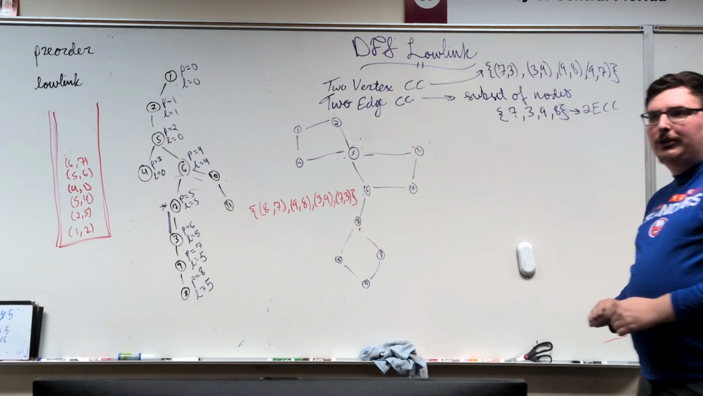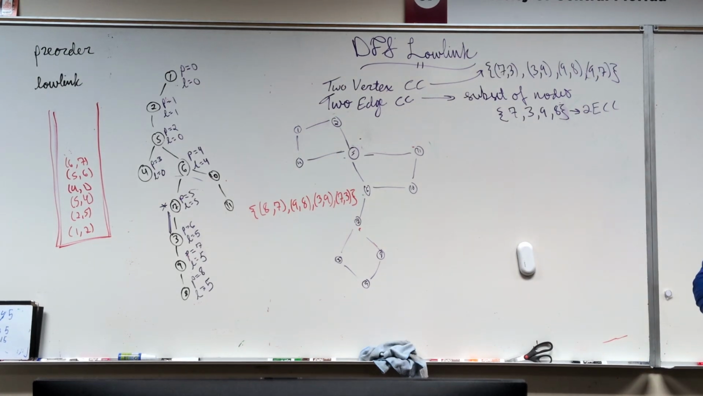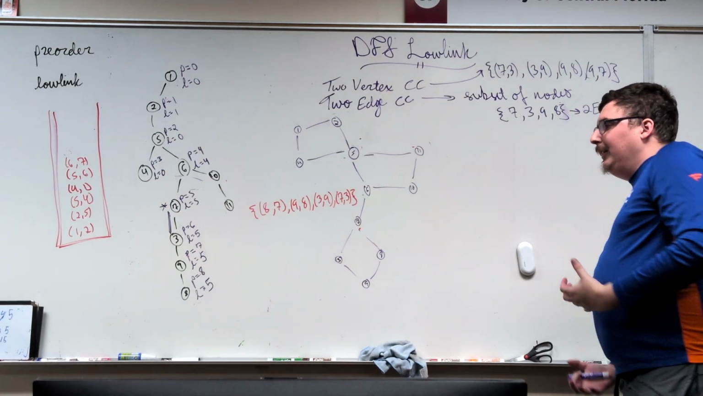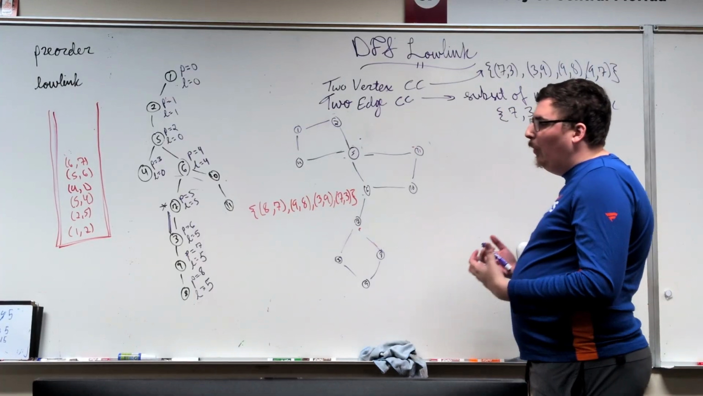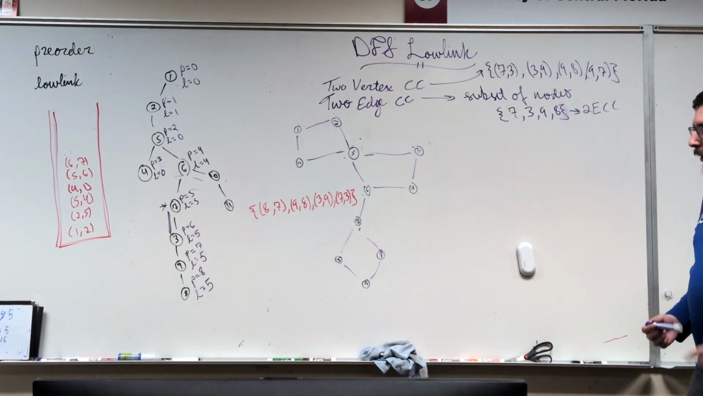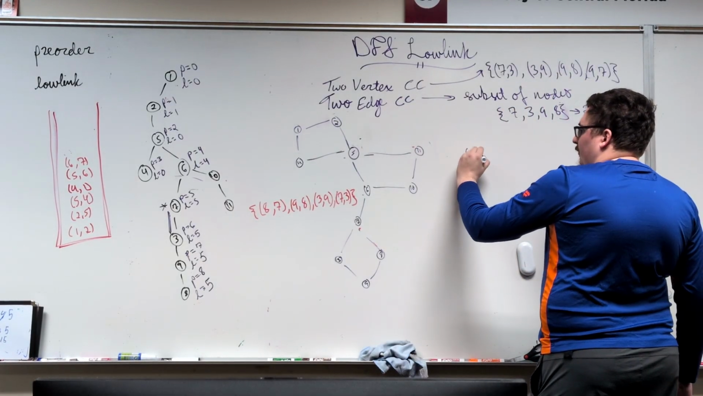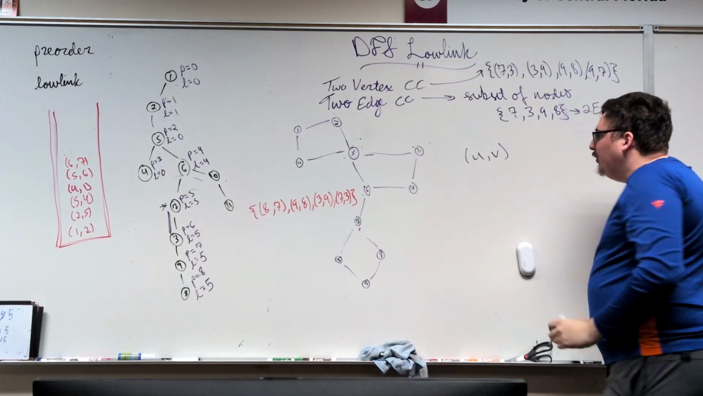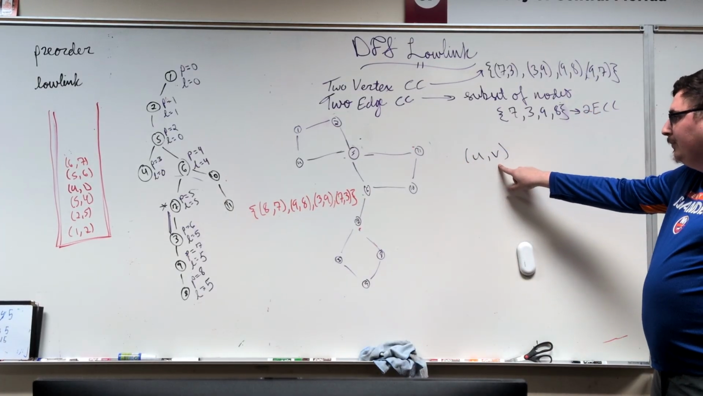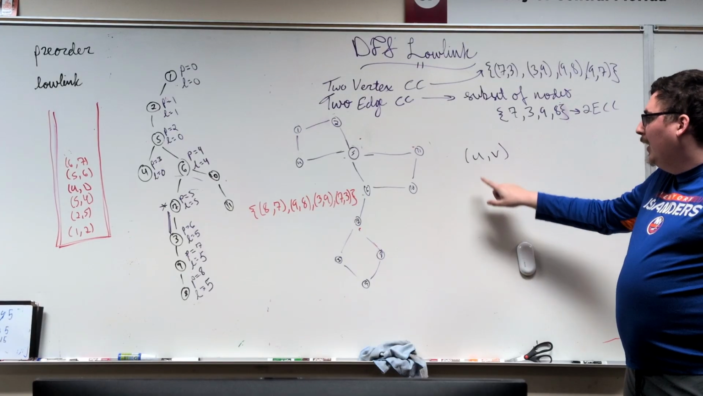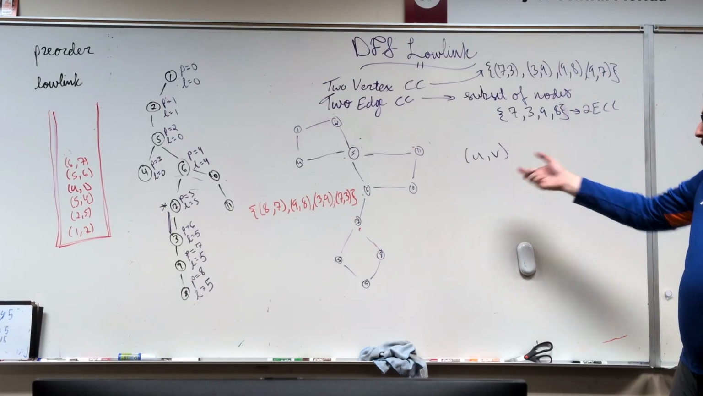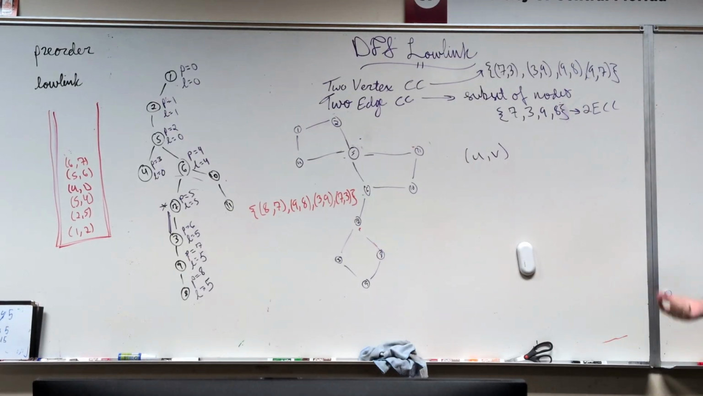Does anyone have any questions on that part? So the key idea here is when we have an edge, U to V, such that V's low link is equal to U's pre-order, we're going to start a new 2 VCC.